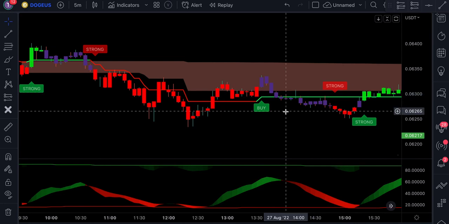Okay traders, now you know the exact rules for this strategy, so let's proceed to our backtesting to find out its true win rate.